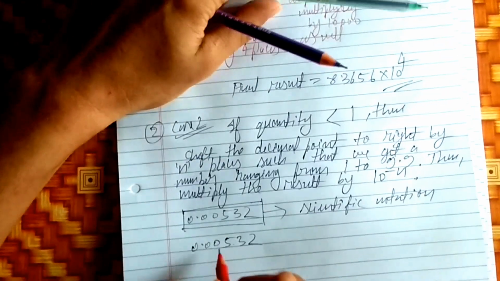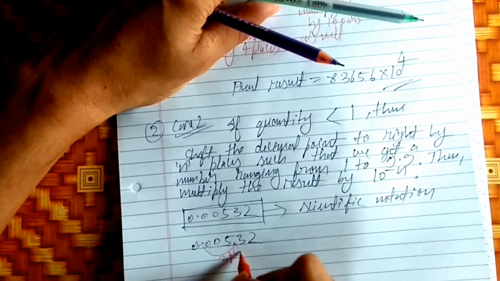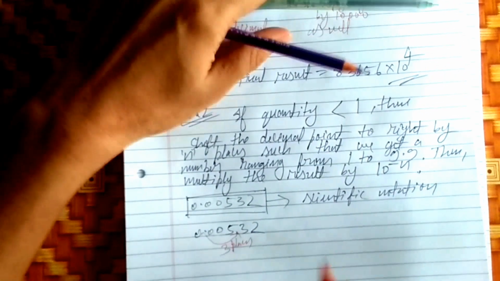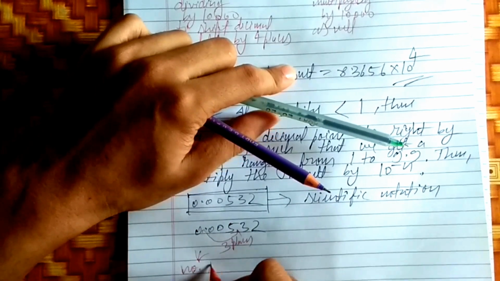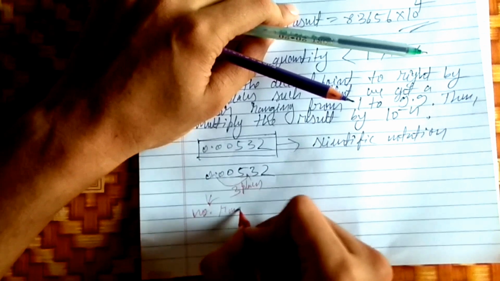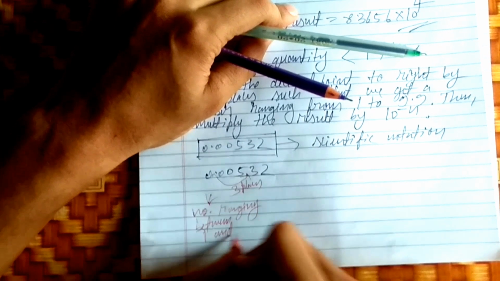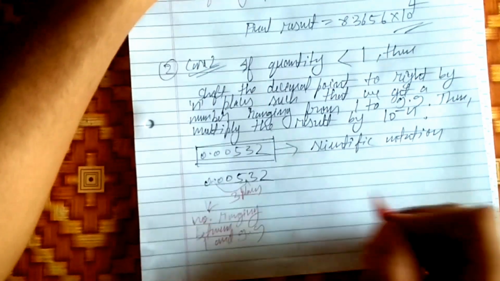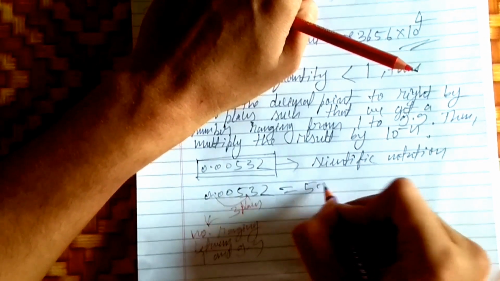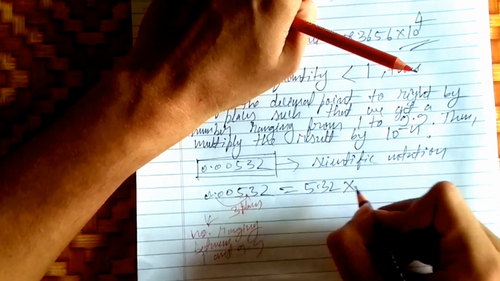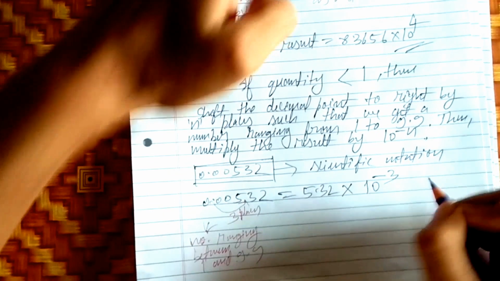As you can see from here, 1 place, 2 places and 3 places. If we shift 3 places to the right, then we will get a number ranging between 1 and 9.9, right? So it will become 5.32, and it will be multiplied by 10 to the power minus of the number of places shifted, that is 3.